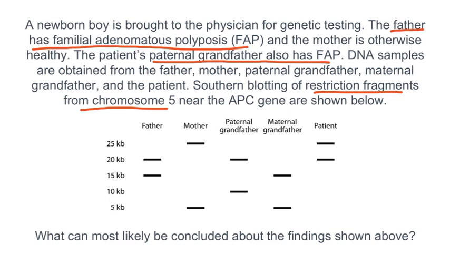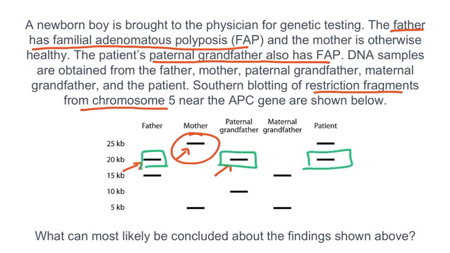Because these fragments were from chromosome 5 near the APC gene, we can deduce that the bands shown in the image must represent this region of DNA. From the image, we can see that the patient shares a fragment of DNA with the father, paternal grandfather, and the mother. Because the mother is healthy, we can conclude that this fragment right here represents a normal DNA fragment. However, we know that the father and paternal grandfather both have the disease, so that must mean that this DNA fragment right here represents an abnormal DNA fragment. In other words, we can most likely conclude that the patient has familial adenomatous polyposis.